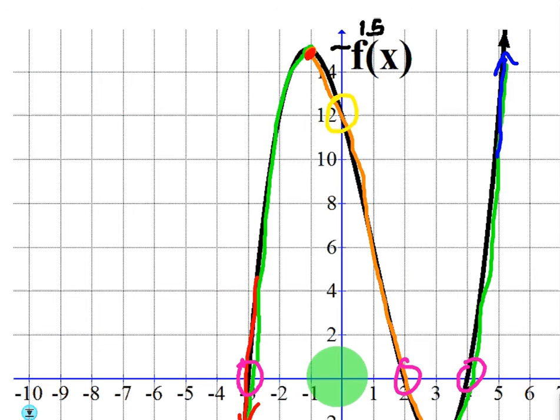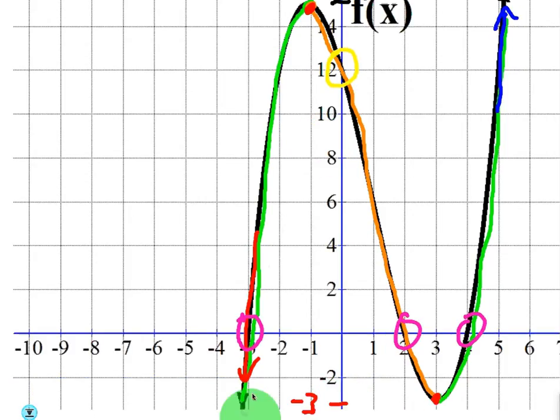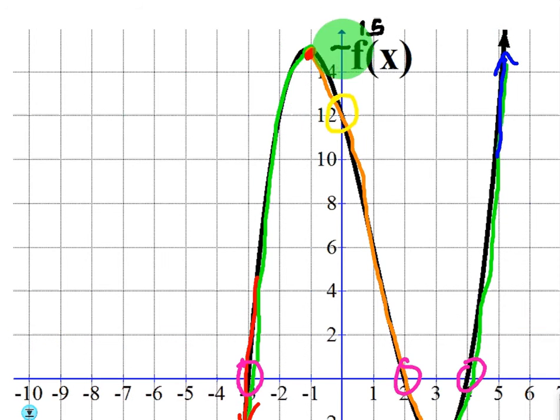Same thing for the range. If it goes down on the left and up on the right, it's going to cover all those y values, all the way from negative infinity all the way up to infinity.